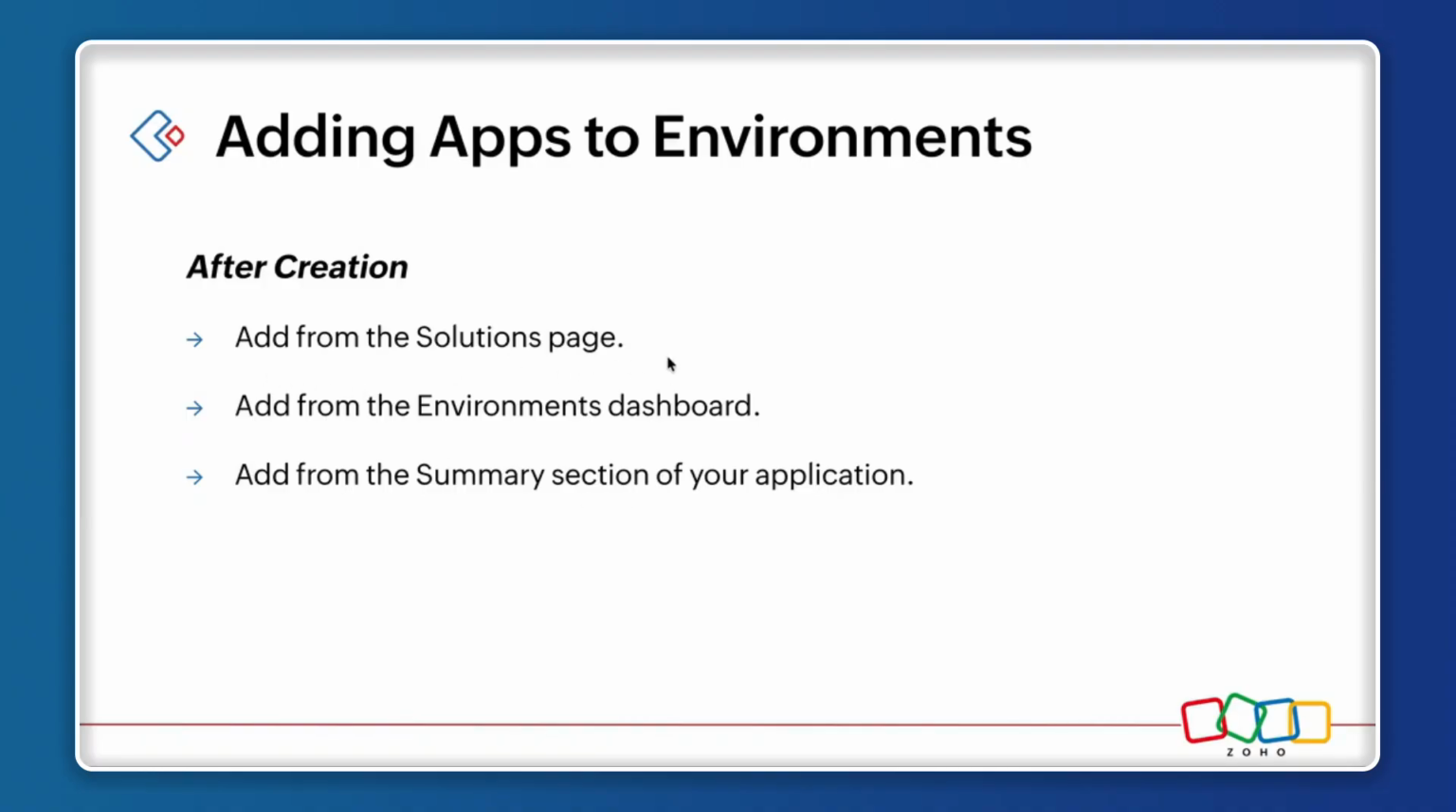You can add the application from the solution page, or from the environment dashboard that we saw earlier. And also I can add the application directly from the summary section of my admin dashboard. So these are the three different ways you can add an existing application into environment. Either you create it from scratch and upload it into the environment, or after you have successfully created a live application, you can push it into environment for any new changes that are coming up, right?